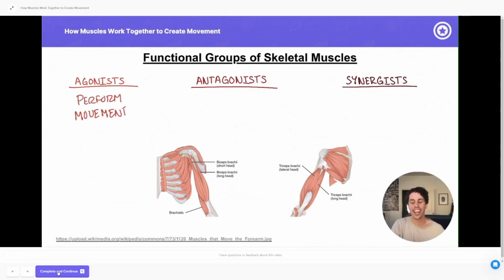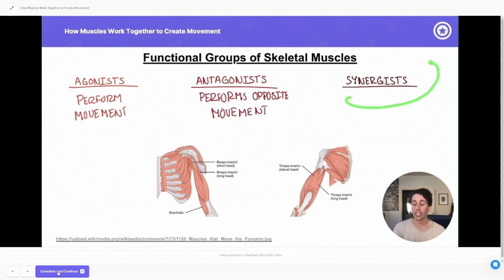And when I think about antagonists, I think about like in a book, we're going to have our main characters and they're going to have our antagonists. So our protagonist and antagonist, that's what the word is. And so with antagonists, that's going to be like the opposite. And so this is going to be the muscle that performs the opposite movement. All right, so let's go ahead and write that in. So performs opposite movement.